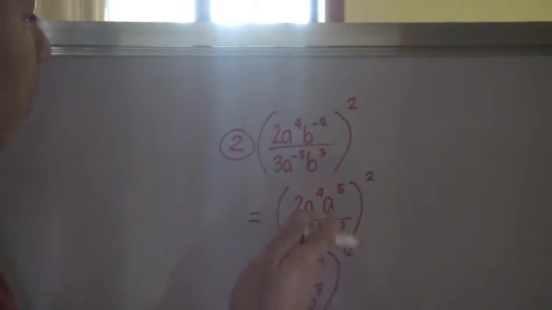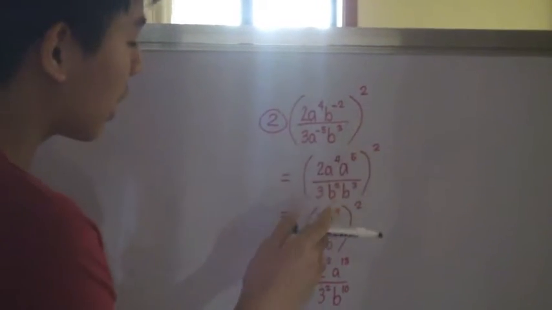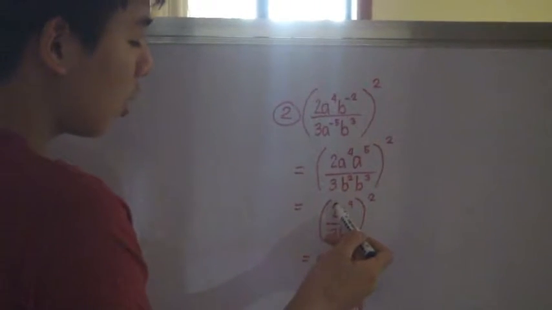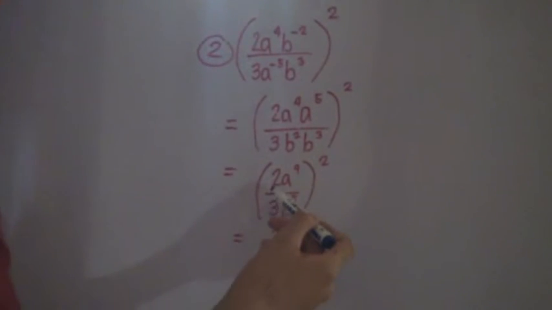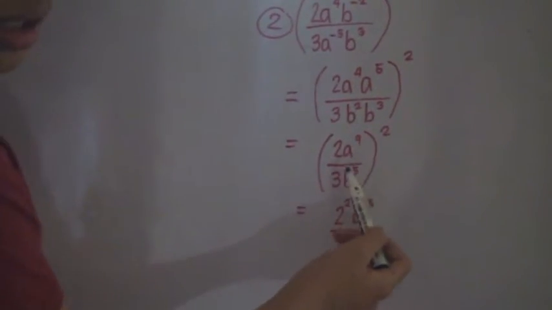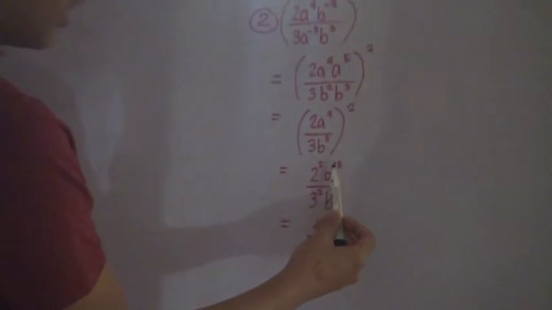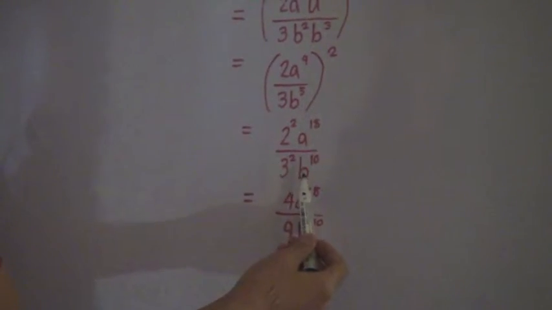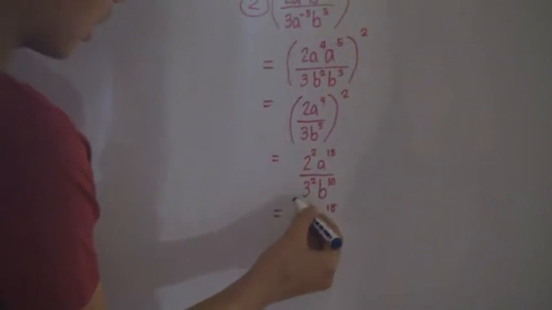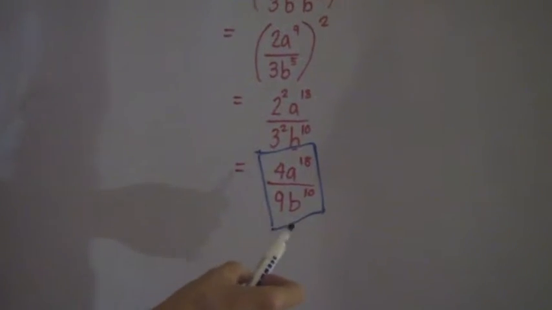Example number 2, we have this. The first step is to remove the negative exponents by switching it to the other side of the fraction, giving us this. And you add like terms, which gives us 2a raised to 9 over 3b raised to 5. And now since we have this, we're going to square this part, giving us 2 squared a raised to 18 over 3 squared b raised to 10. And after that, we simplify it, giving us the answer of 4a raised to 18 over 9b raised to 10.